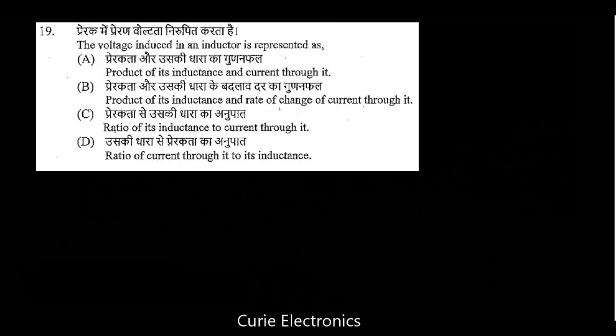Question number 19. The voltage induced in an inductor is represented as the product of its inductance and current through it, the product of its inductance and rate of change of current through it, or the ratio of its inductance to current through it. The voltage across the inductor is given by VL equal to L di upon dt, right? In words, it is the product of inductance and rate of change of current through it. Option B is the right answer. So if the current is constant, then the voltage across the inductor is 0.